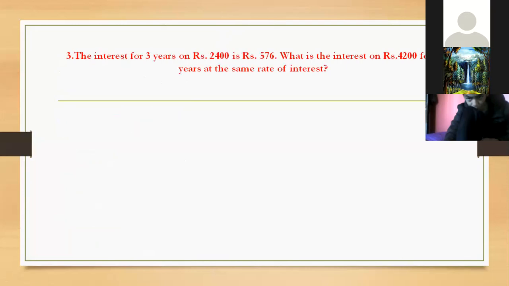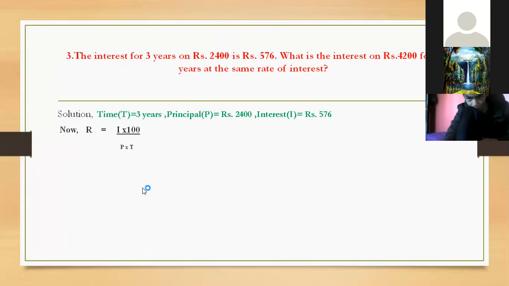Question number 3. In question number 3, there are two cases. Have you done the first case like this? Rate equals I into 100 by P into T. And this rate will be used in the second case. 8% per annum is the first value, and this rate 8% per annum will be used in the second case.